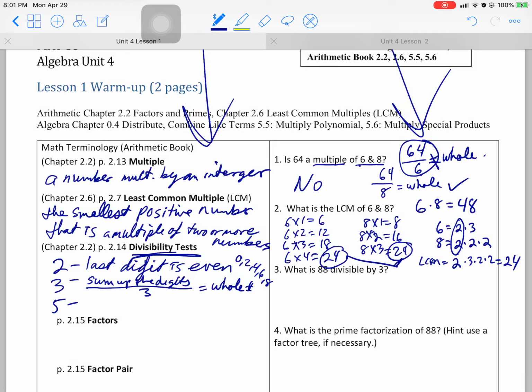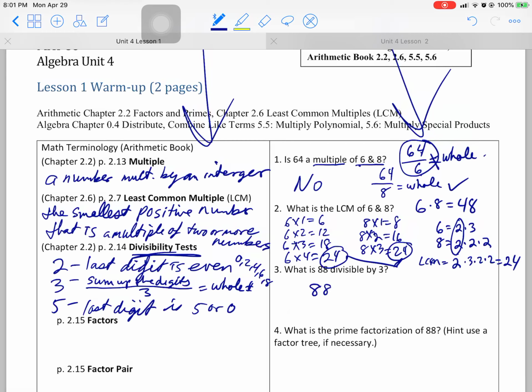How do you know something's divisible by 5? The last digit is a 5 or 0. So is 100 divisible by 5? It is, because the last digit is 0. Is 105 divisible by 5? Yes, because the last digit is a 5. Divisible, as in you get a whole number.